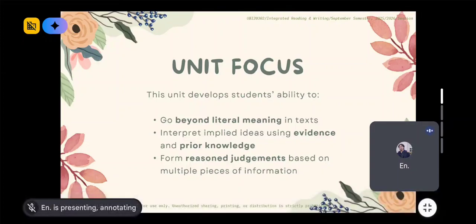All right. So this particular focus will go beyond literal meaning in text, interpret implied ideas using evidence and prior knowledge, and form reasoned judgment based on multiple pieces of information.